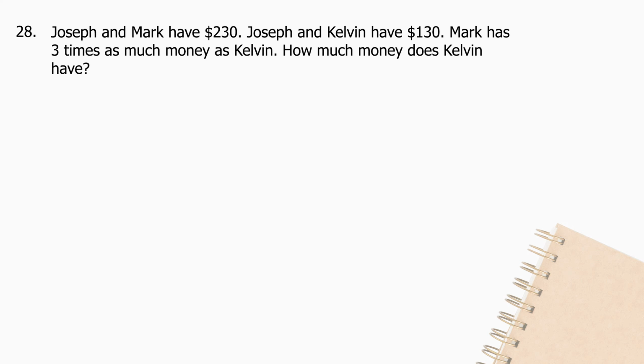Question 28. Joseph and Mark have $230. Joseph and Kelvin have $130. Mark has 3 times as much money as Kelvin. How much money does Kelvin have?